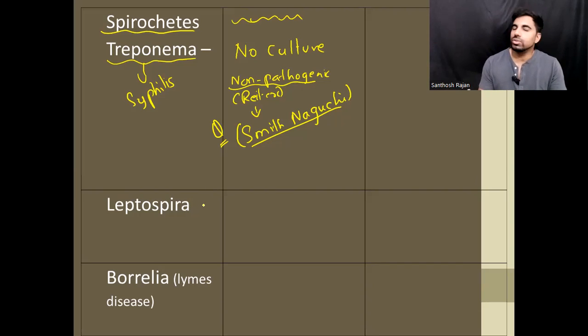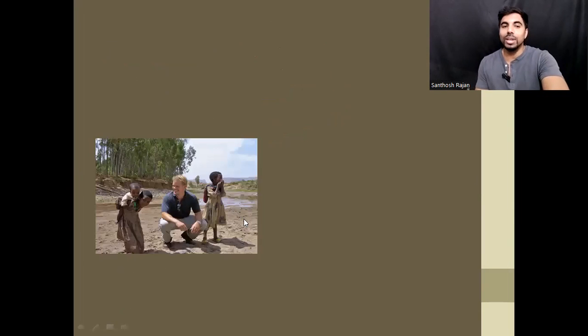Leptospira. Leptospira is a beautiful story. You have to know Leptospira, because leptospira, leprosy, and Listeria are all different, and you have so many L's. That's why I'm bringing all these clues, so that you'll never ever forget. So now let's go to the Leptospira story.